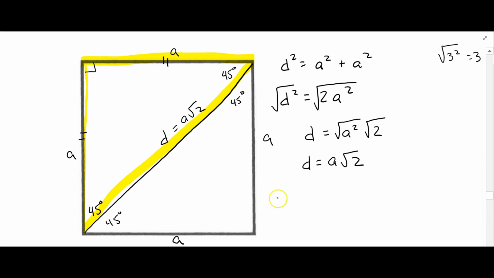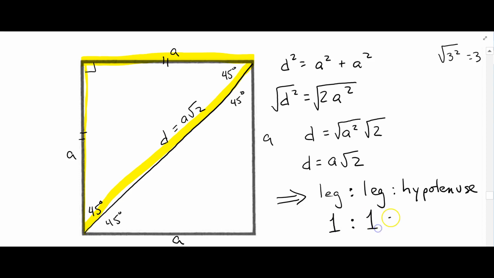And we can see that no matter what the value of a is, the ratio of one leg to the other leg to the hypotenuse is always going to be 1 to 1 to root 2. Okay, a little different than what we had for 30, 60, 90s, where it was 1 to root 3 to 2.